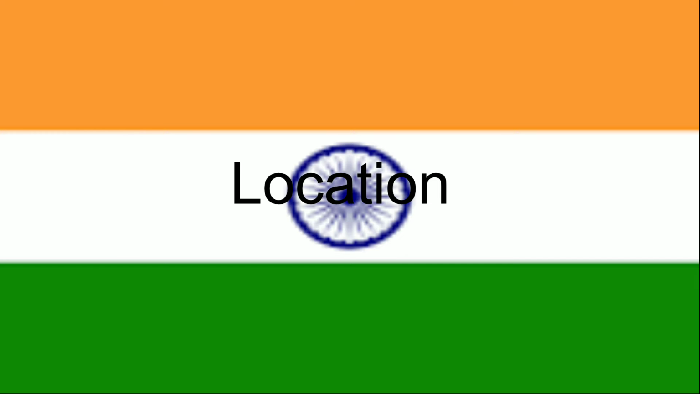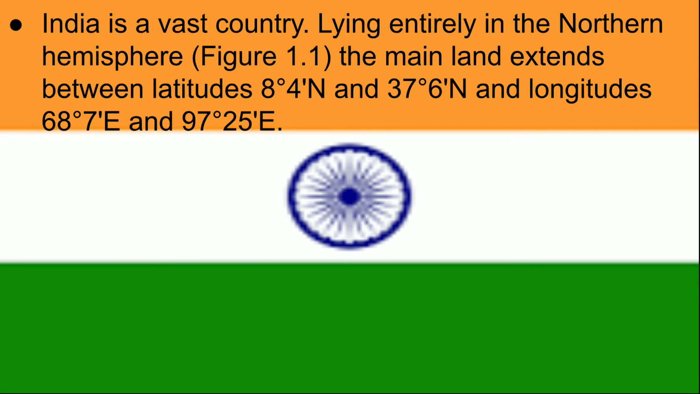Let's see about location. India is a vast country lying entirely in the northern hemisphere, which we can see in the figure 1.1. The mainland extends between latitudes 8 degree 4 N, which is north, and 37 degree 6 N, and longitudes 68 degree 7 east and 97 degree 25 east.